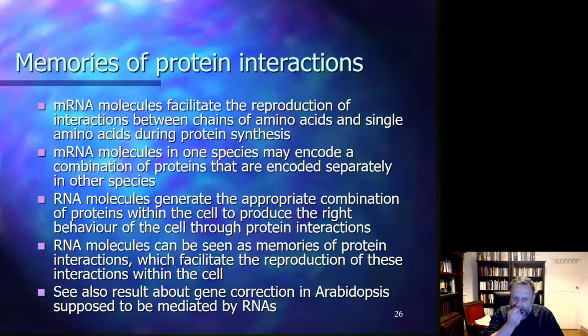Now, the RNAs, this way, mRNAs in particular, they generate the right kind of proteins which deliver the right kind of behavior of the cells. So what we think here is that you can see the mRNAs as memories which facilitate the reproduction of these molecular interactions, facilitating the reproduction of the interactions between chains of amino acids and single amino acids, which involves the mRNAs and the tRNAs, and also the rRNAs, which are in the ribosome. And through the facilitation of the production of these proteins, it facilitates the production of all other protein interactions within the cells.